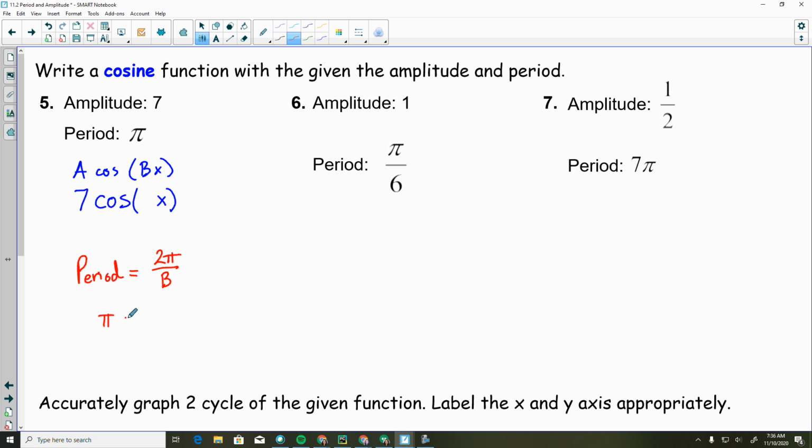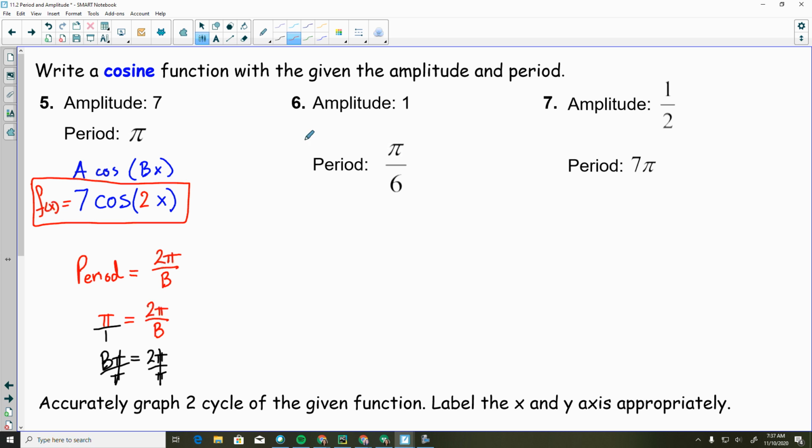So pi is equal to 2 pi divided by b, and now I have something that I can solve for b. I can easily cross multiply this, and I get b times pi equals 2 pi. Divide both sides by pi to isolate b. So that cancels out, and this cancels out as well, so it looks like b is a value of 2. So that's what I would plug in here. And there's my function if the amplitude is 7 and the period is pi.